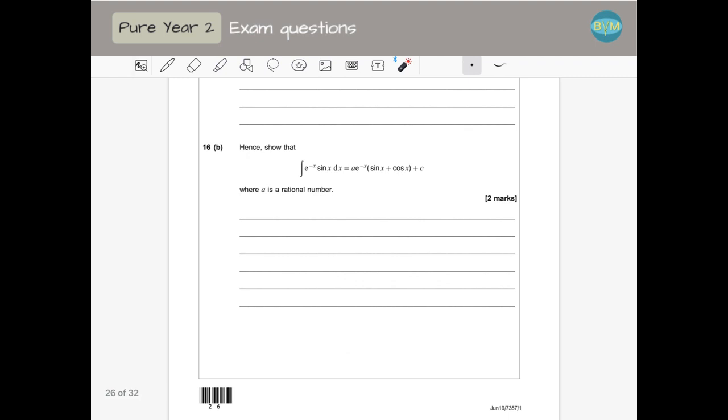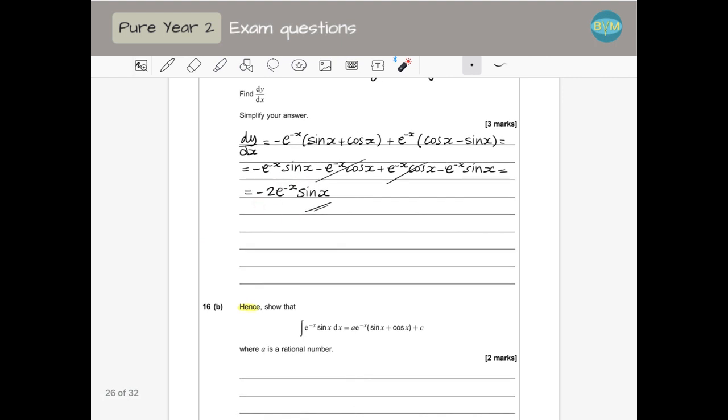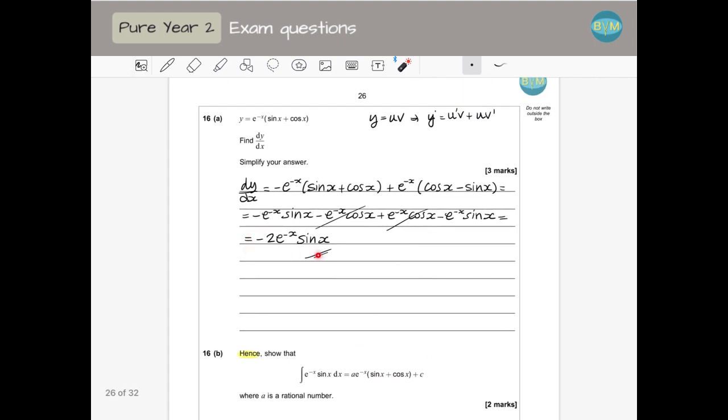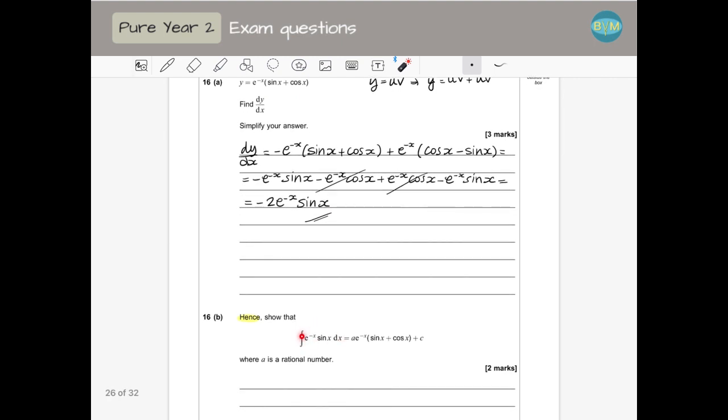Then for part b, it says hence, so we are going to use the information from the first part of the question: that the integral of e to the power of minus x sine x is this function here. We know, because we have worked this part, that if we integrate this function, we get this one. And we have to integrate the same function, but without the minus 2.